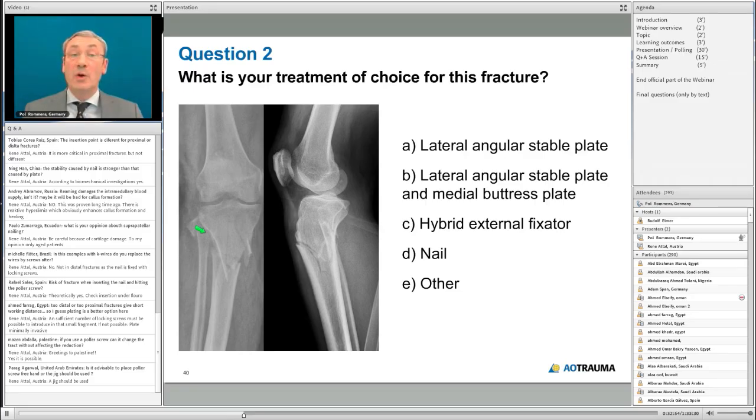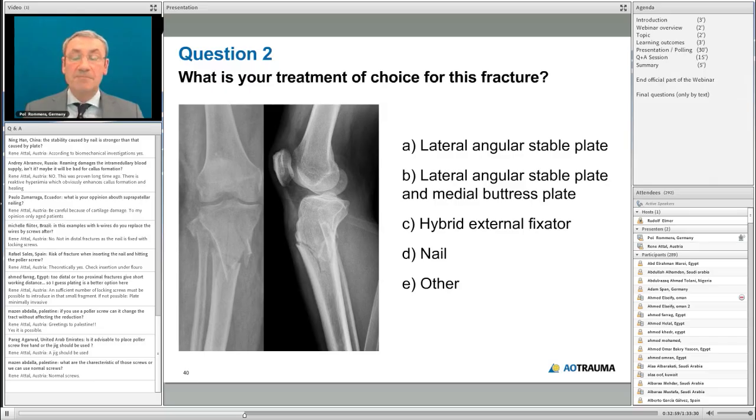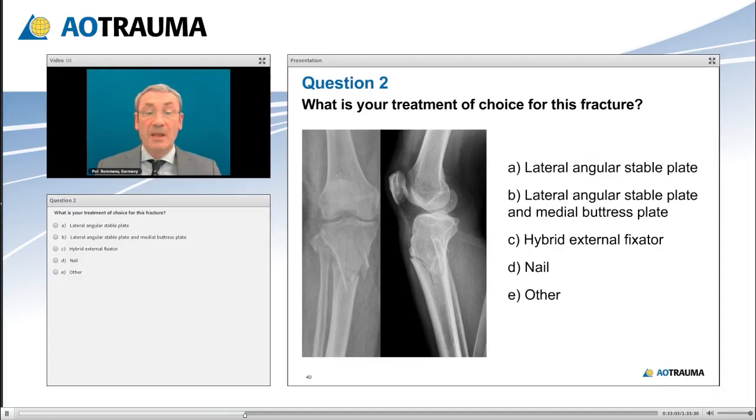I'll show you now the possibilities of treatment. First of all, a lateral angular stable plate. Secondly, a lateral angular stable plate with a medial buttress plate through another incision. Third, a hybrid external fixator. Fourth, a nail. Or fifth, other solutions. What would you do if you have this patient in your hospital?